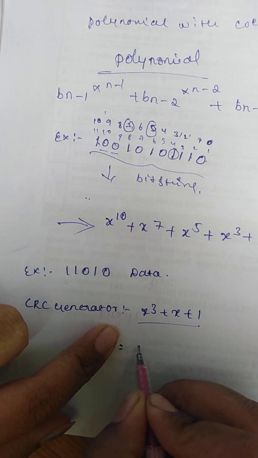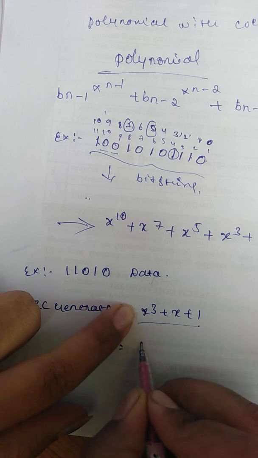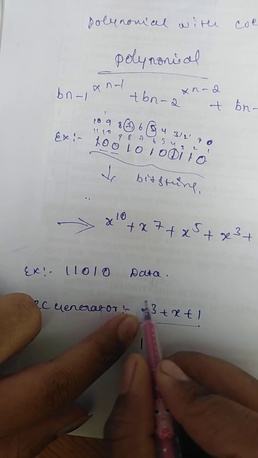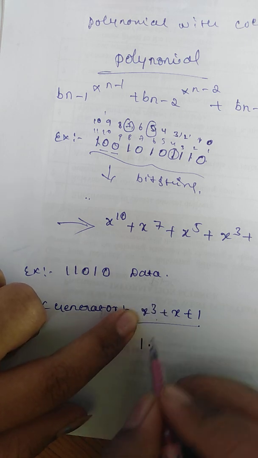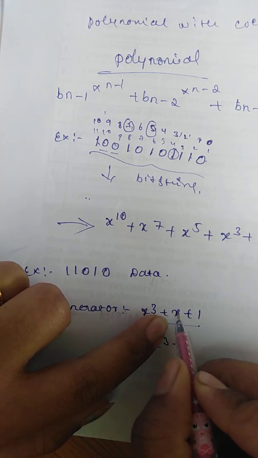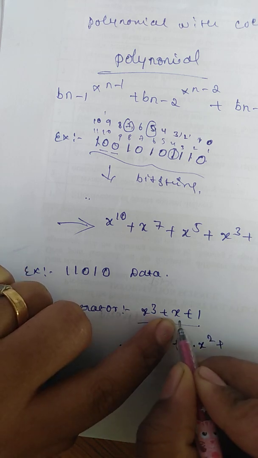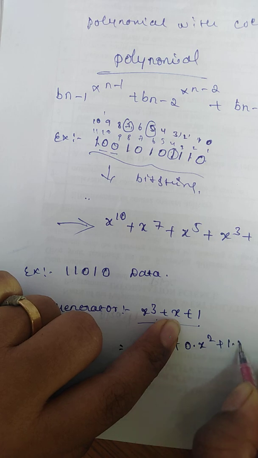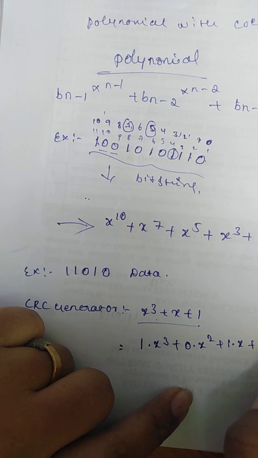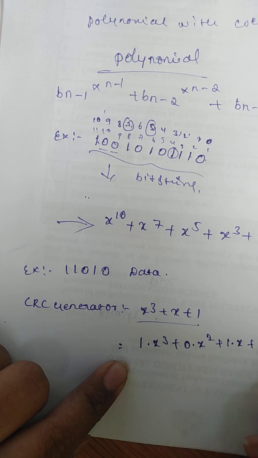It means x^3, it means I will write a 1. Why? Because this number will be assigned here, so we will take x to the power of 3. Here x to the power of 2 will not be there, so we will consider it as a 0. Then x will be there, so we will consider it as 1x. Then 1 will be there, so we will take 1x to the power of 0.